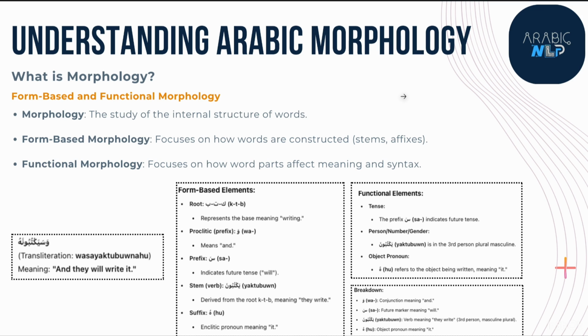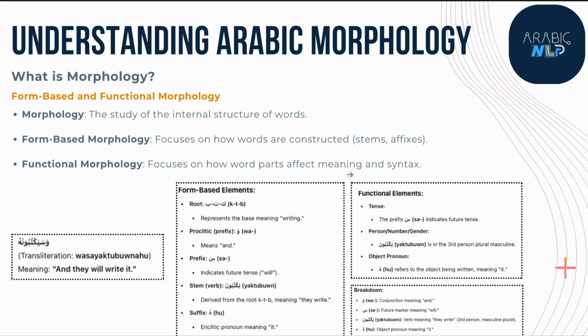Now, what is morphology? We can say that morphology is the study of how words are built. So we have two key types of morphology, which are the form-based and the functional one. The form-based looks at how word parts combine, and the functional focuses on how word parts affect the meaning of the sentence.